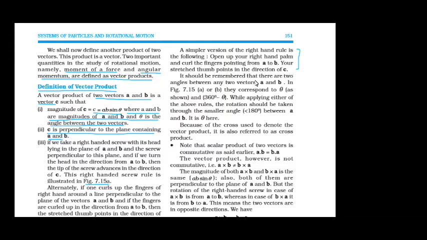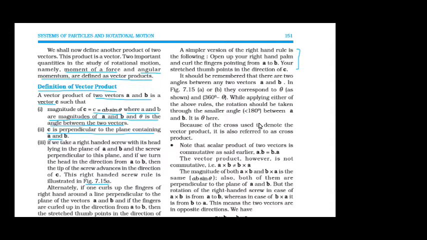It should be remembered that there are two angles between vectors A and B. In figure 7.15, a and b, they correspond to theta and 360 degrees minus theta. While applying either of the above rules, the rotation should be taken through the smaller angle, less than 180 degrees, between A and B. So we'll take the smaller angle, not the bigger angle.